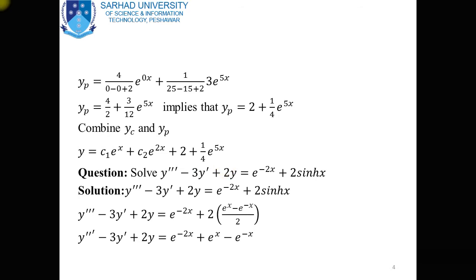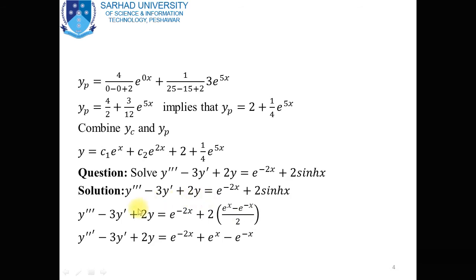For example, y triple dash minus 3y dash plus 2y is equal to e power minus 2x plus 2 sine hyperbolic x. Now in this problem we have a hyperbolic function, so convert this hyperbolic function into the exponential form. We will obtain the exponential function: sine hyperbolic x is equal to e power x minus e power minus x divided by 2.